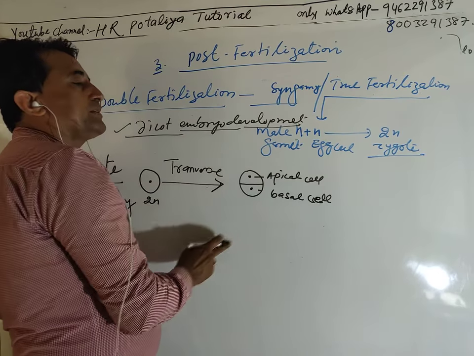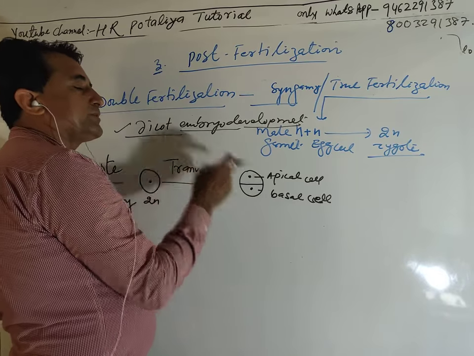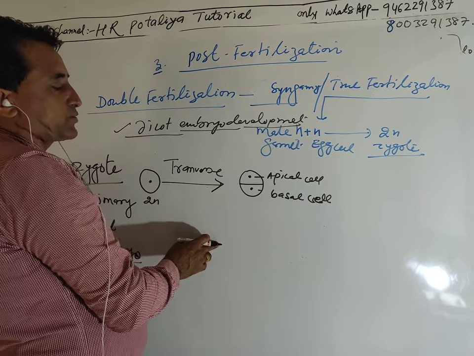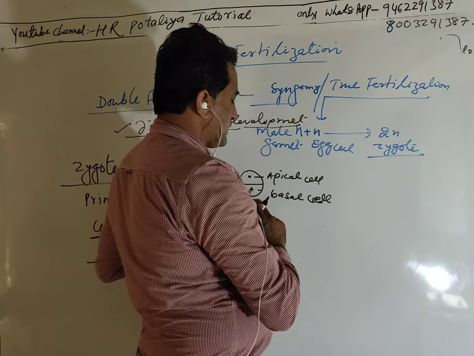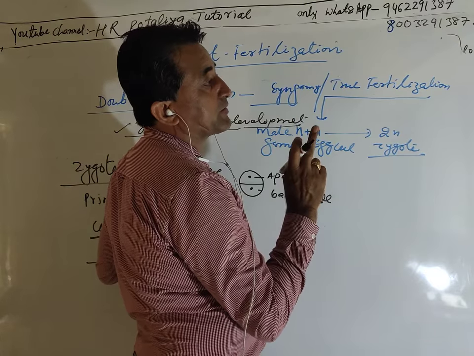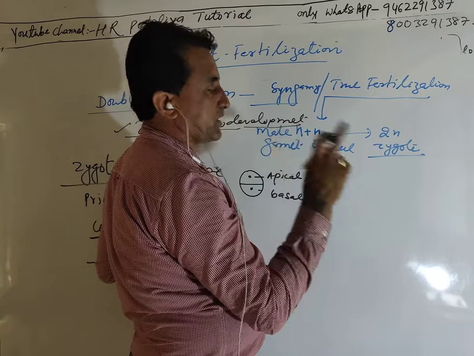Now this time the apical cell just changes to the embryo and the basal cell changes into the suspensor and the haustoria. So first do one thing: in case of the basal cell, whatever mitotic division there is, all the mitotic divisions are transverse.